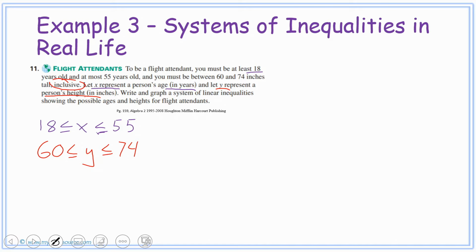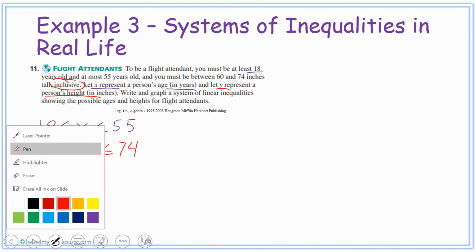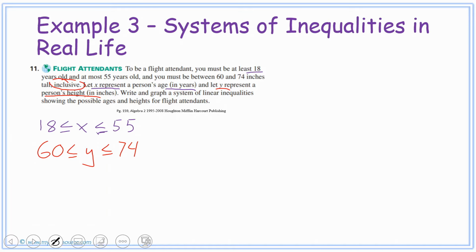Right? So if you were the person deciding if a person is a candidate, you can actually program this into a computer, and as the person puts their age and their height, the system could reject them. And that's the beauty of knowing how to write inequalities or write equations. You can program software to make life easier. All right, so now we just need to graph that. And because we're going to have 18 to 55 and 60 to 74, we're going to have to edit this a bit. And we could use that break.